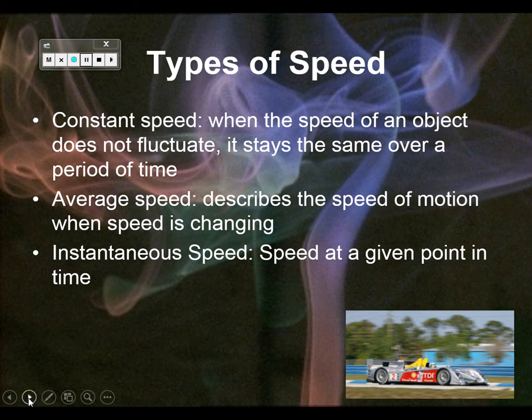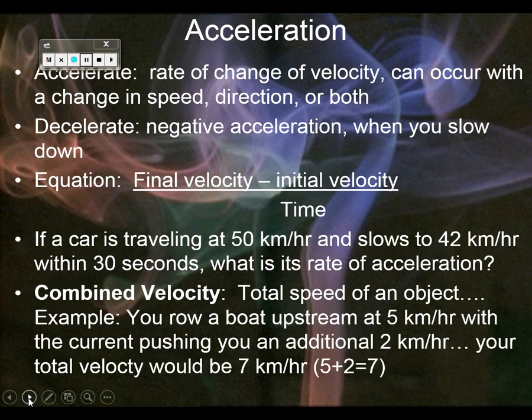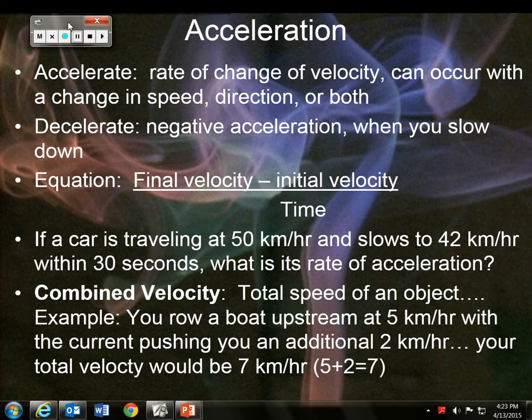Instantaneous speed is what happens when your parents get a speeding ticket. It is kind of like when the cop points the laser gun at the car, and it gives the speed at a given point in time. Okay, you need the first three on here, just the first three.